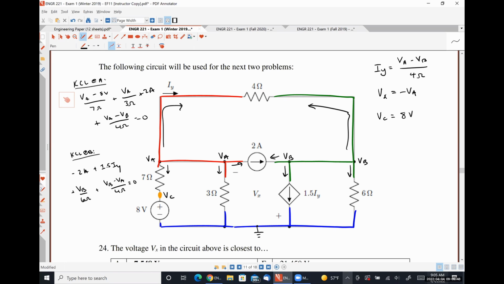At this point, it's calculator time. The positive polarity terminal is at 0. Negative polarity terminal is at VA. 0 minus VA is negative VA.